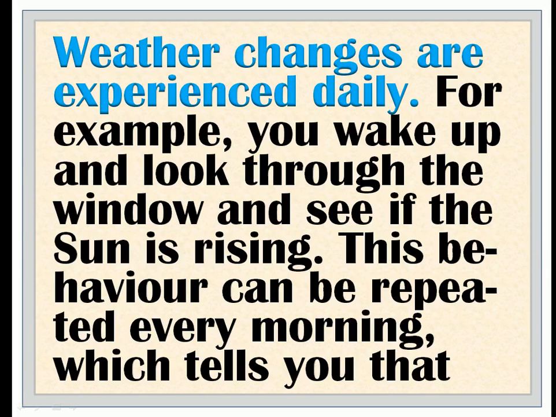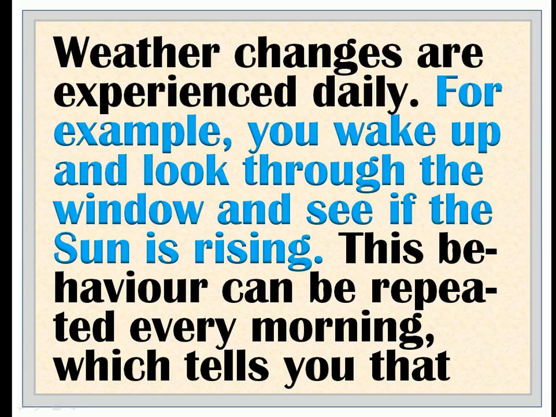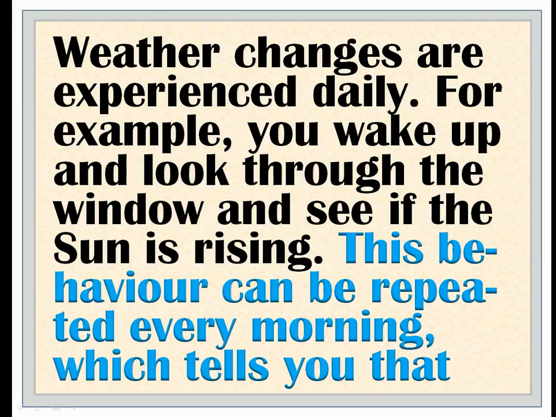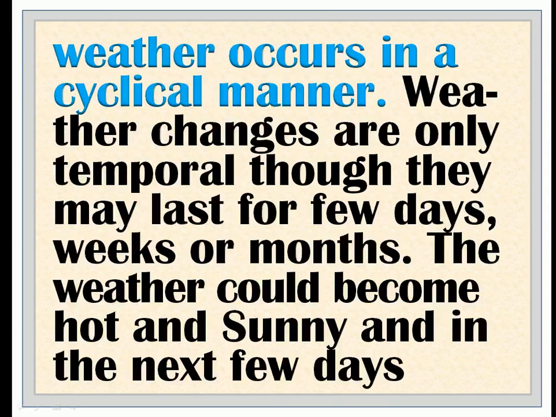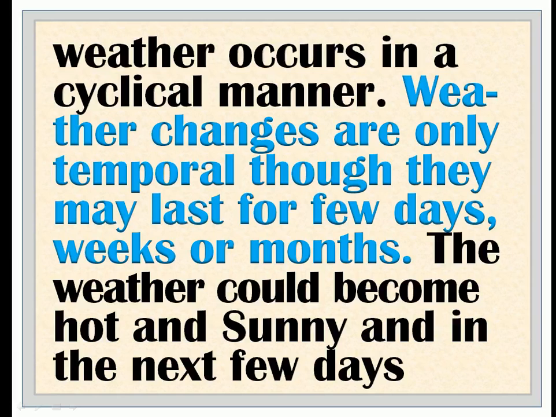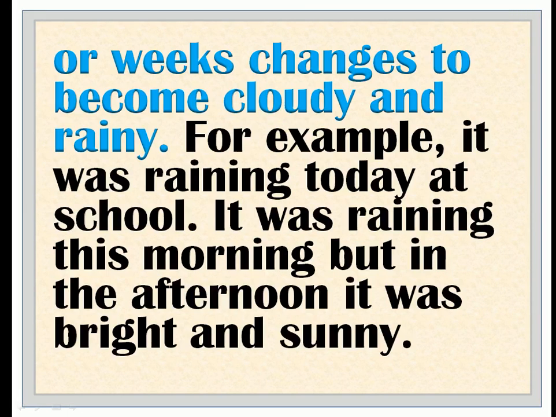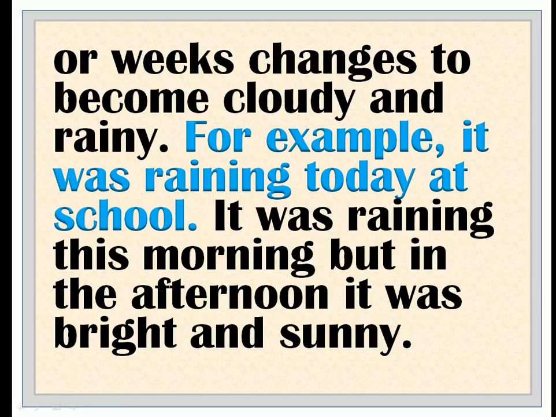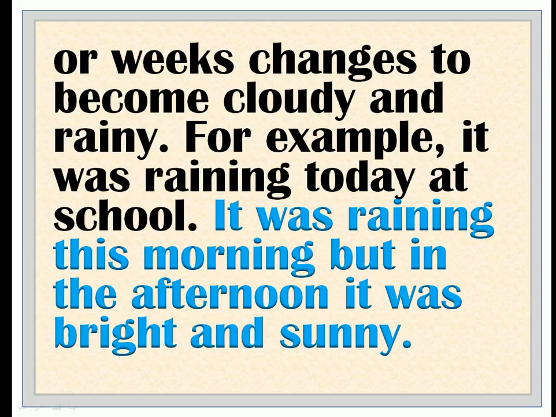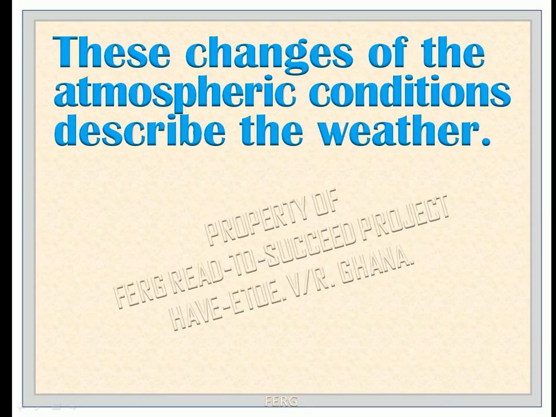Weather changes are experienced daily. For example, you wake up and look through the window and see if the sun is rising. This behavior can be repeated every morning, which tells you that weather occurs in a cyclical manner. Weather changes are only temporal, though they may last for a few days, weeks or months. The weather could become hot and sunny, and in the next few days or weeks change to become cloudy and rainy. For example, it was raining this morning, but in the afternoon it was bright and sunny. These changes of the atmospheric conditions describe the weather.